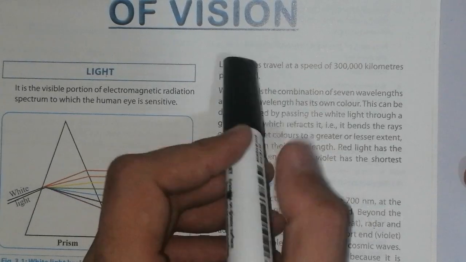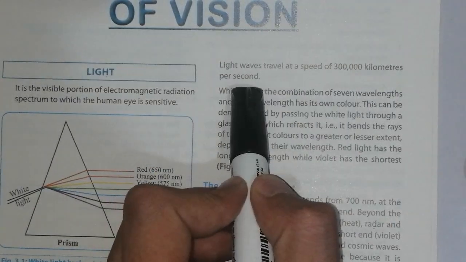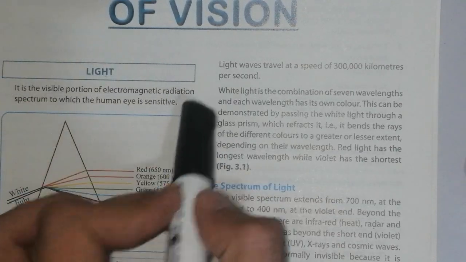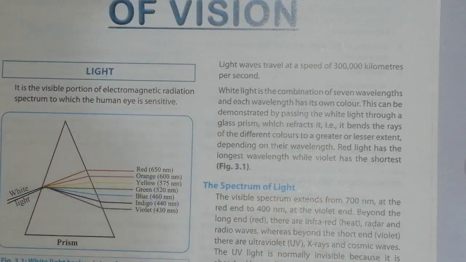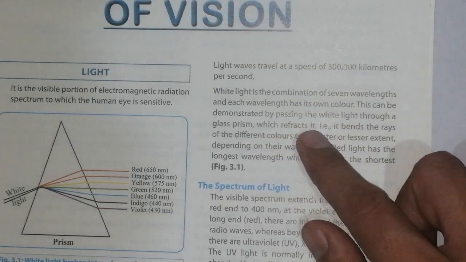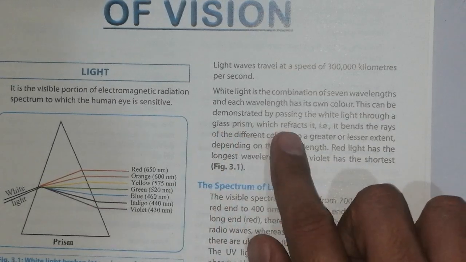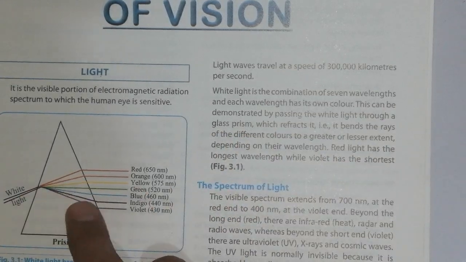Light waves travel with a speed of 300,000 kilometers per second, almost 3 lakh kilometers. White light is the combination of 7 wavelengths and each wavelength has its own color. This can be demonstrated by passing white light through a glass prism. You can see the refraction of the light.